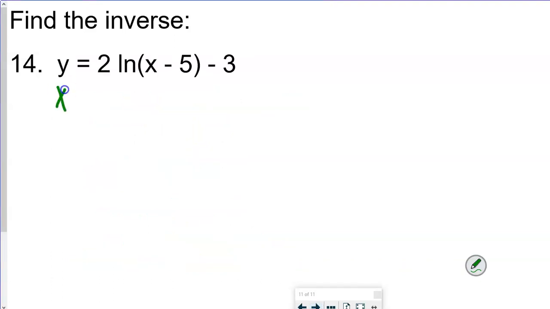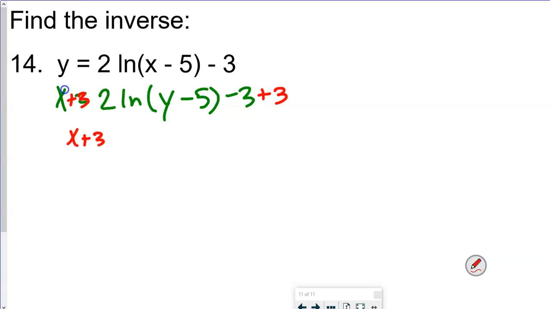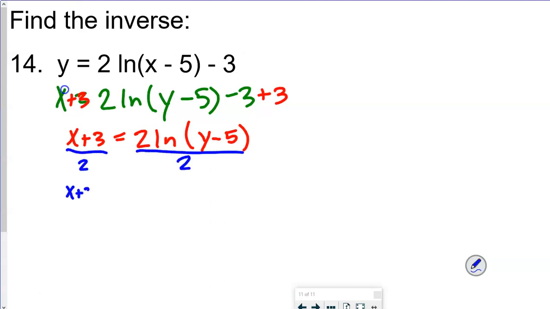So here again, x equals 2 ln of y minus 5, minus 3. Going to add 3 to both sides. So we get x plus 3 equals 2 ln, which means 2 times ln. So then what are we going to do? We're going to divide both sides by 2. So we get x plus 3 divided by 2 equals ln of y minus 5.